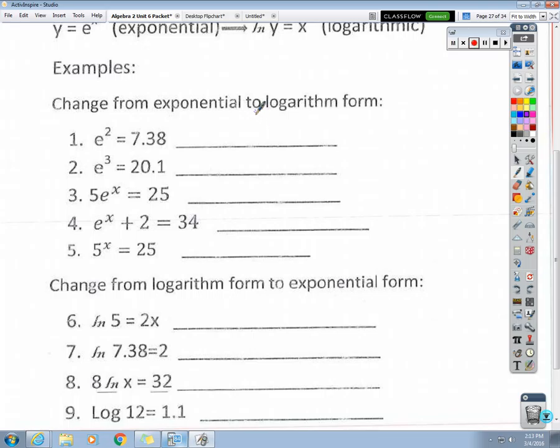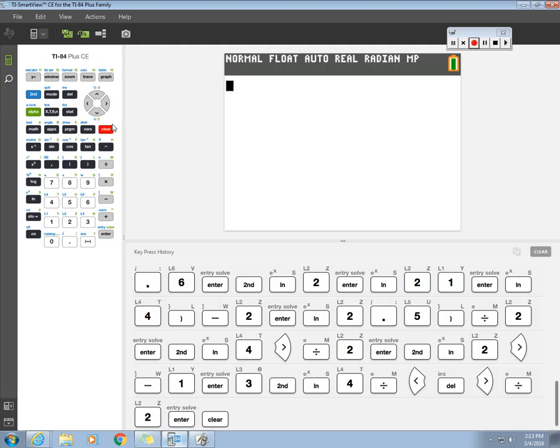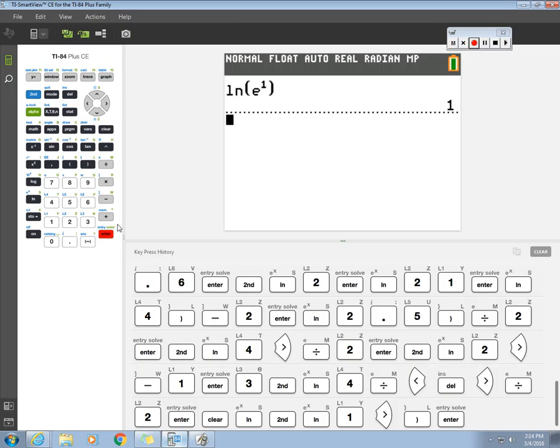Okay, now on your calculator, I want you to quickly type this in. Type in Ln, that's a button right beside the 4. Okay, then type in E, so second Ln will give you E, and raise it to the first power and then close the parentheses. And what do you get? 1.